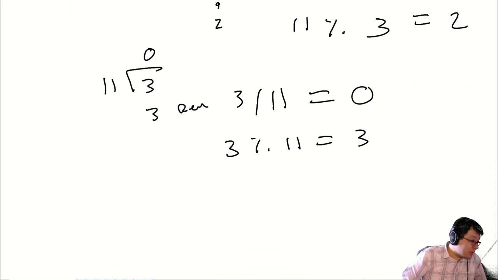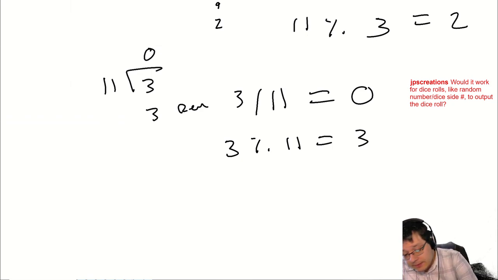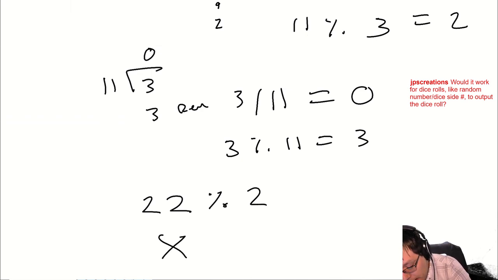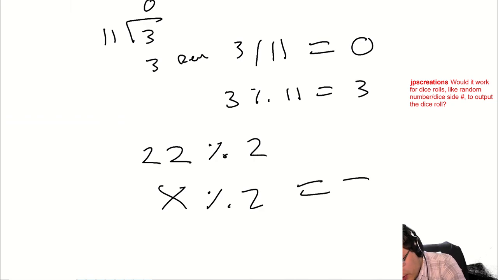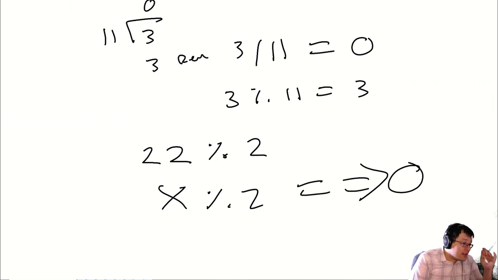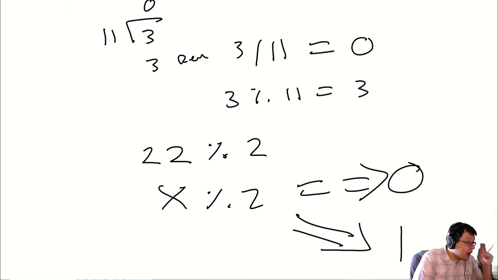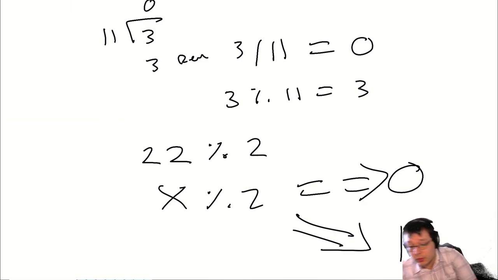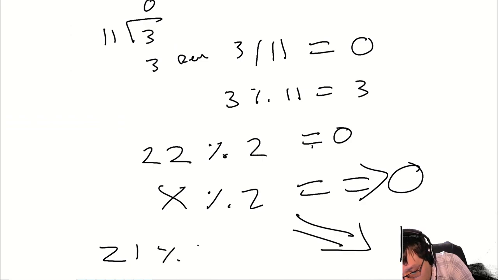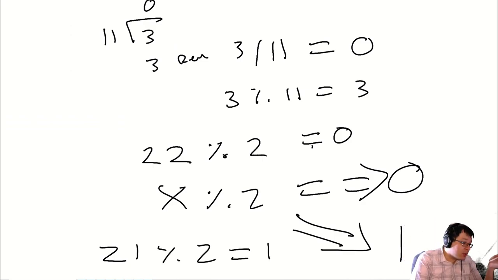So how do I do that? I can just use mod 2. If I want to do something like 22 mod 2 or simply x mod 2, if x mod 2 is equal to 0, that means that x is an even number. If it's equal to 1, it means it's an odd number. Because for example, 22 mod 2 is basically saying what is 22 divided by 2, which is 11, but the remainder is 0. So this would give us 0. Whereas if it was like 21, if we do 21 divided by 2, it's going to be 10 and a remainder of 1. So modulus is very useful for detecting whether something is odd or even.